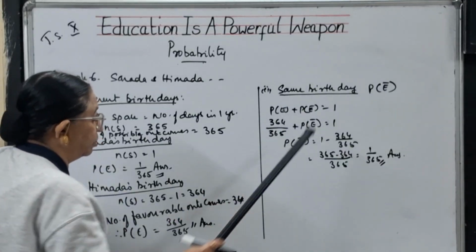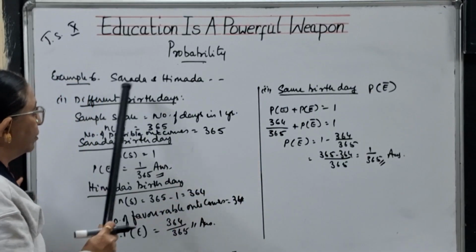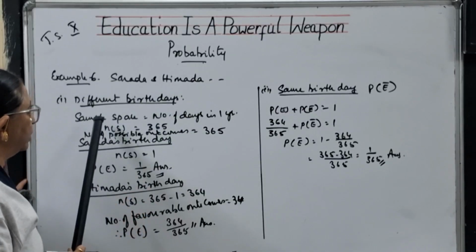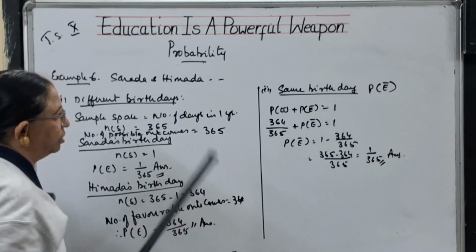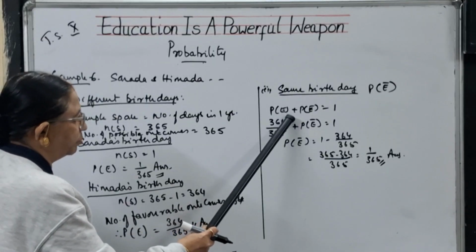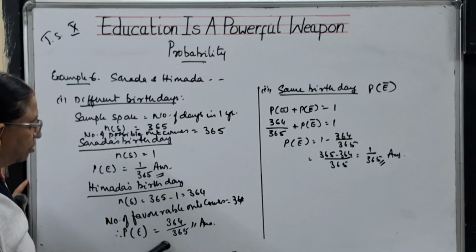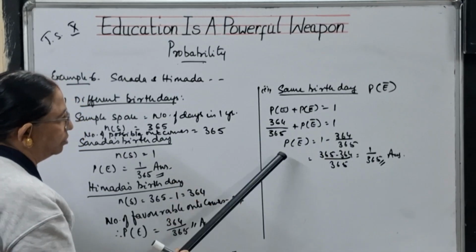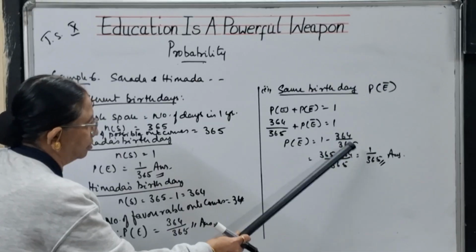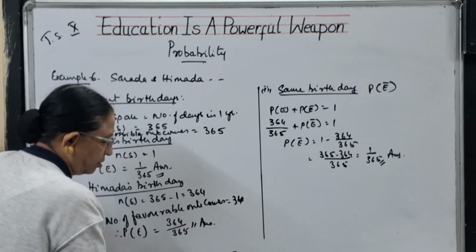Now, same birthday will be considered as probability of not event, because there is a possibility of either they get different birthdays or same birthdays. So these two are complementary to each other. So P of E plus P of E dash will be equal to 1. P of E is 364 by 365 plus P of E dash is equal to 1. So P of E dash is 1 minus 364 by 365. 1 by 365 is the answer, children.